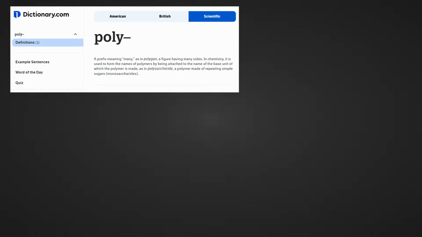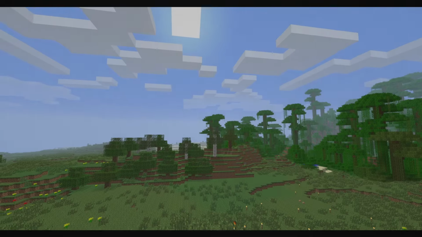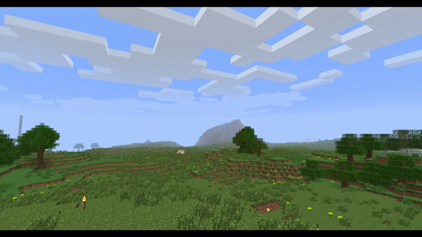Polyworld. Does this word have any meaning to you? Poly means many, and world means the Earth or globe considered as a planet. But this is a Minecraft video, so how about we stick to Minecraft worlds?